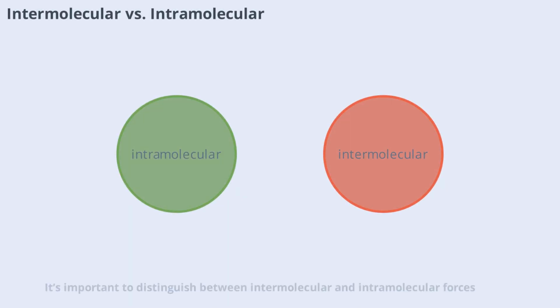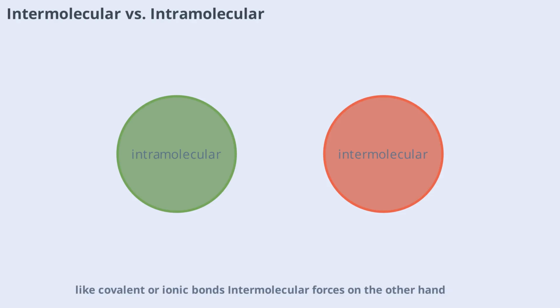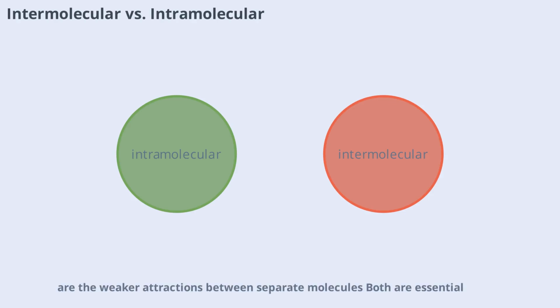It's important to distinguish between intermolecular and intramolecular forces. Intramolecular forces are the strong bonds within a molecule, like covalent or ionic bonds. Intermolecular forces, on the other hand, are the weaker attractions between separate molecules. Both are essential, but they play very different roles in chemistry.